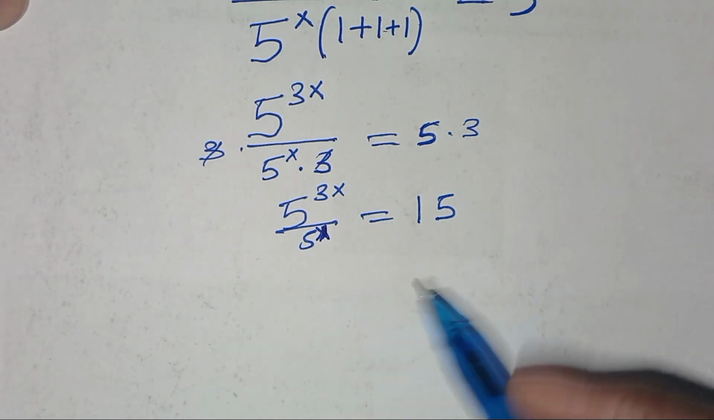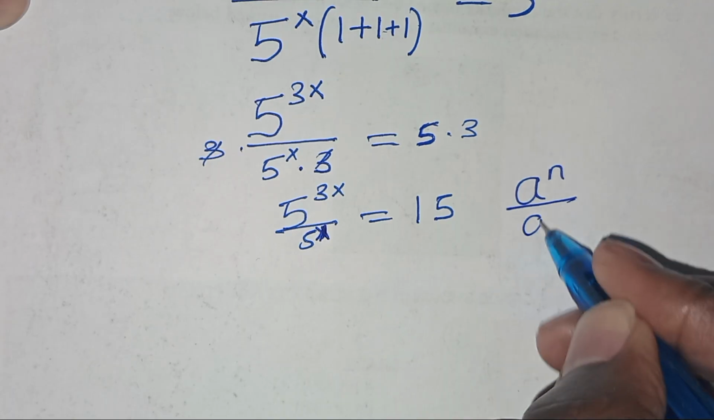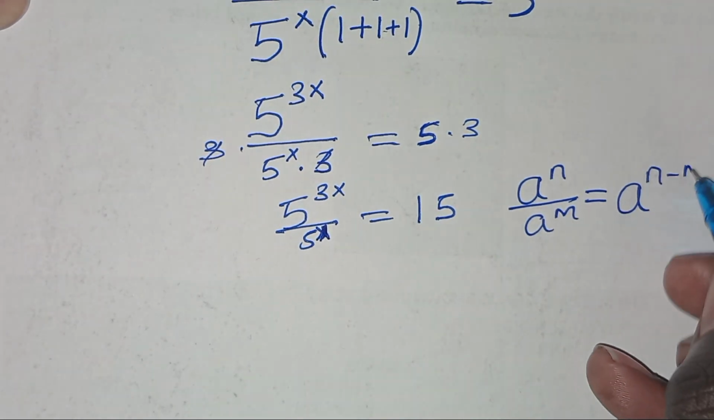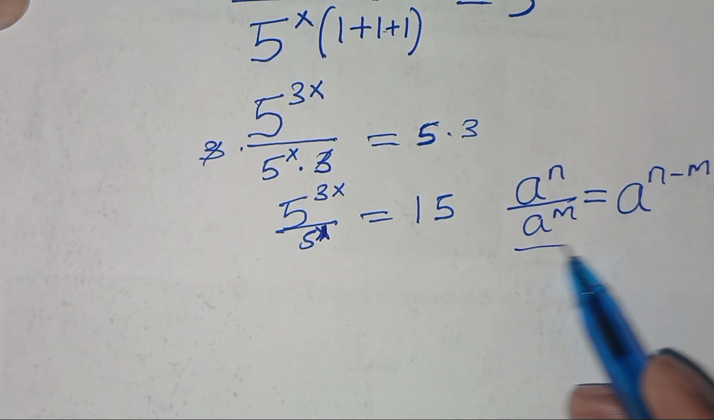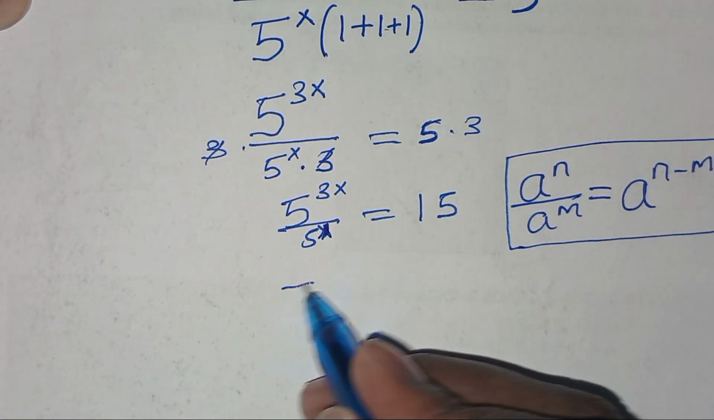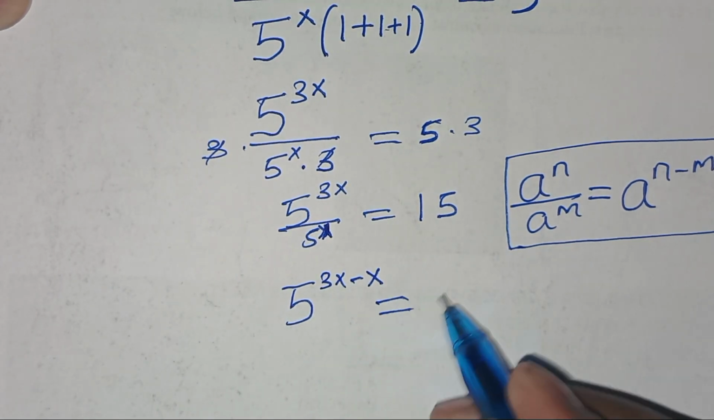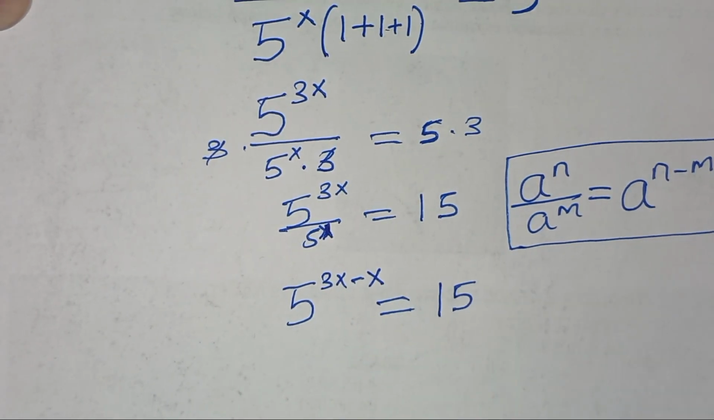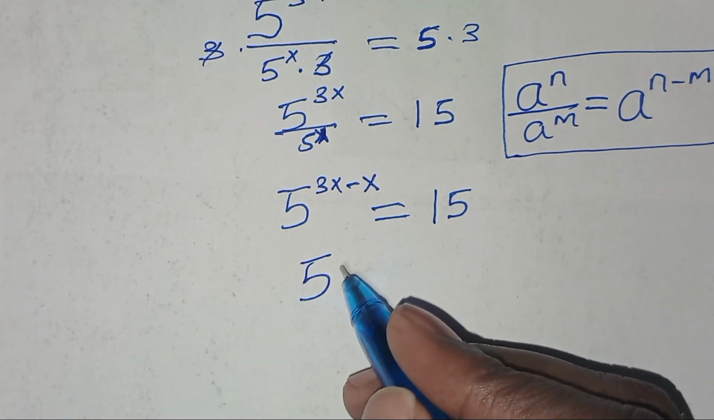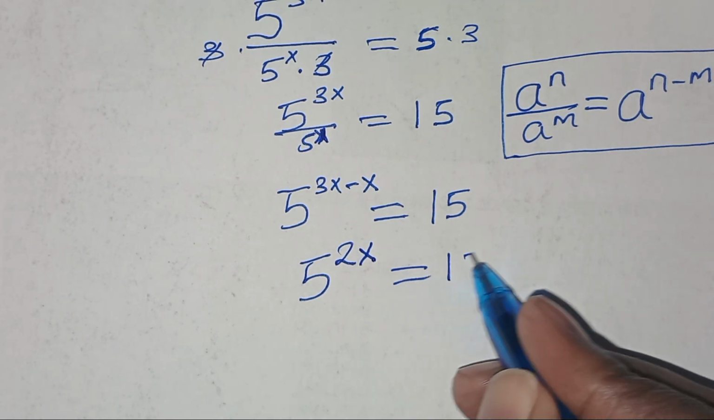Now from here, you find that a to the power n divided by a to the power m is in the form of a to the power n minus m. So applying this property, here we have 5 to the power 3x minus x. This is 2x. And this is supposed to give us a value of 15.